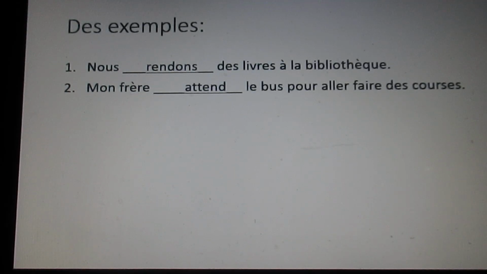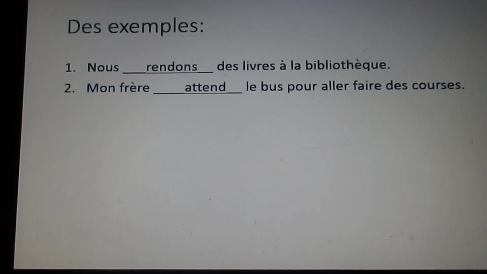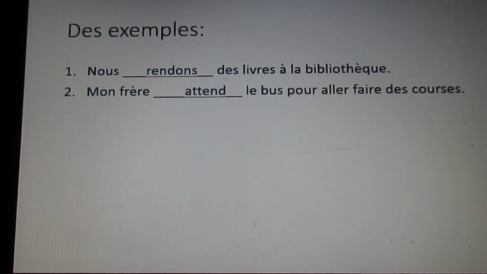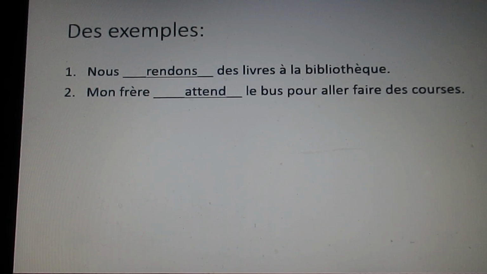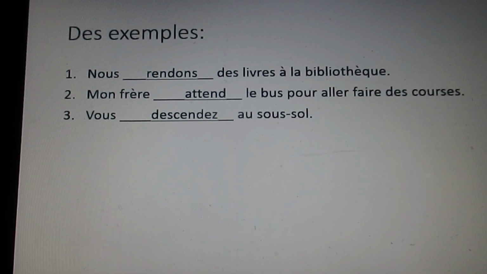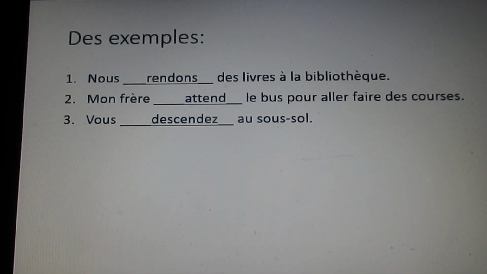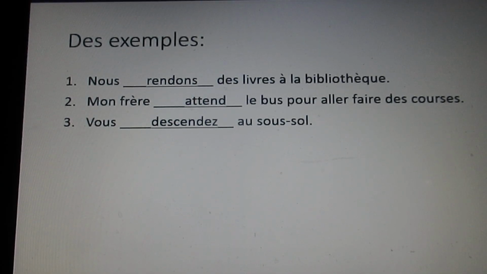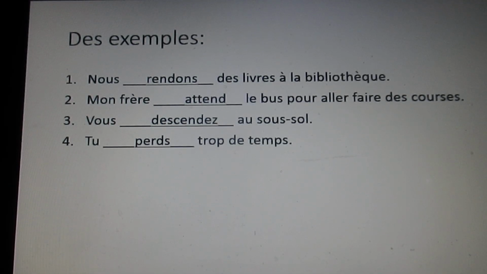Mon frère attend le bus pour aller faire des courses. So mon frère, my brother, that is a he, so I'm going to use il. And I noticed my pattern was S, S, nothing when I got to il. So I'm going to take off my RE and I don't have to add anything else to my verb. Then we have vous. Vous descendez au sous-sol. So descendre, took off the RE, and my subject is vous, so I know that it's ONS, EZ. So my vous is going to add EZ.